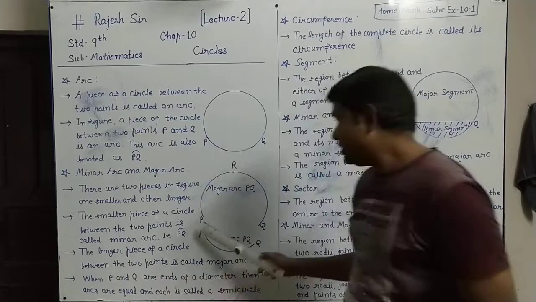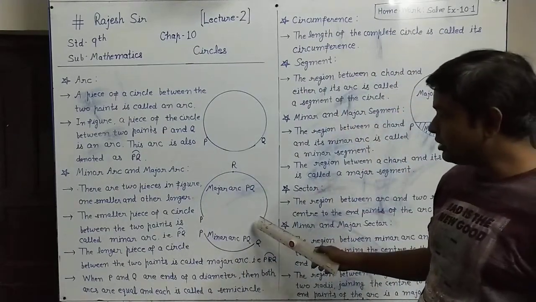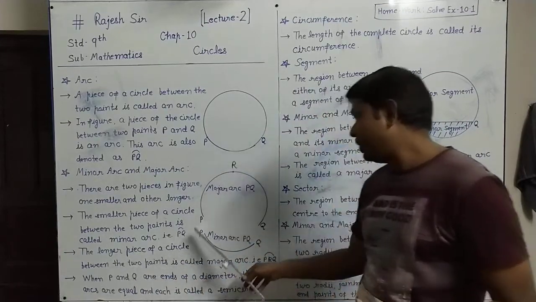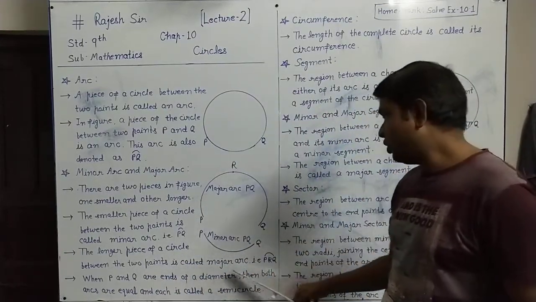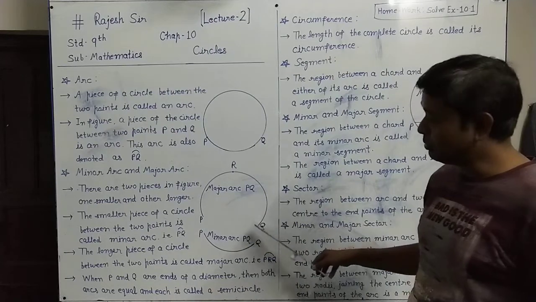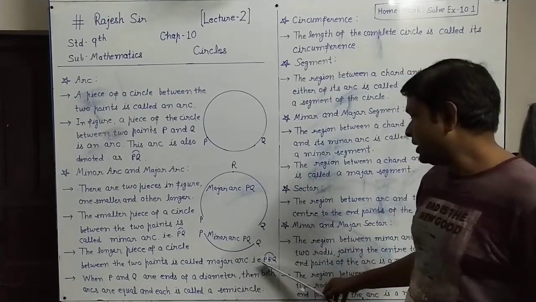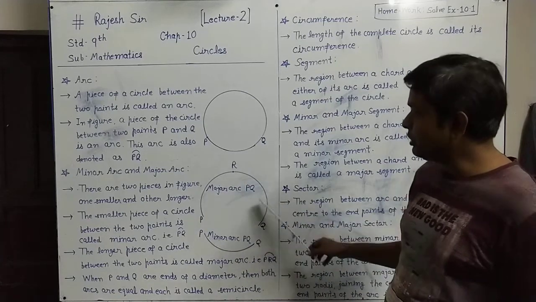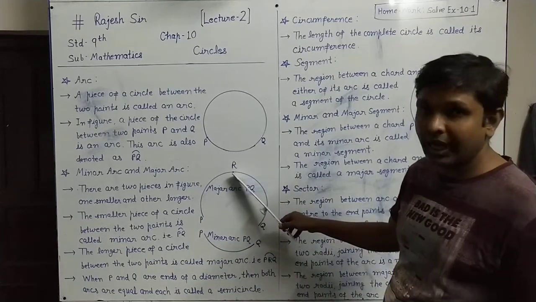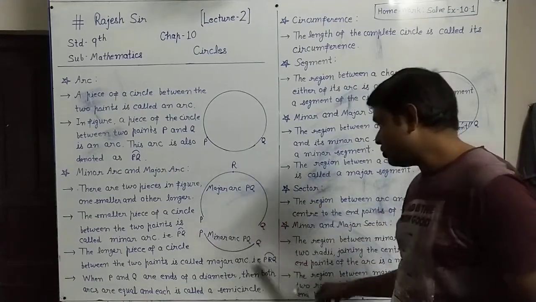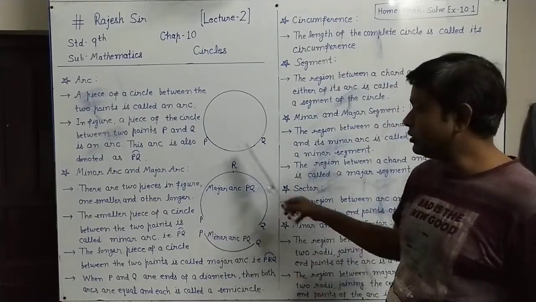And the longer piece of the circle between the two points is called major arc. The big piece is called major arc, and it is denoted as PRQ. In the major arc, we have shown one more point R. So arc PRQ is the major arc, you can show it this way.